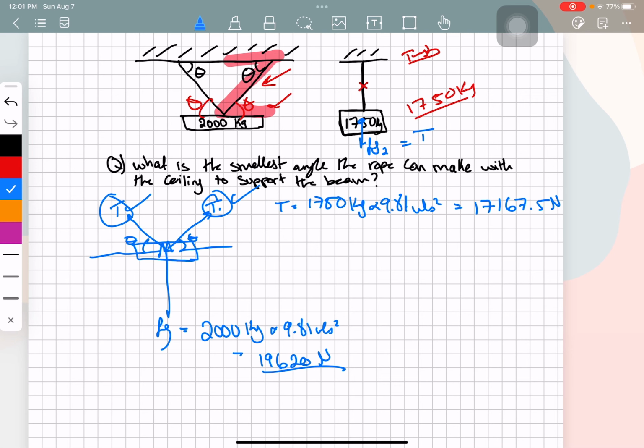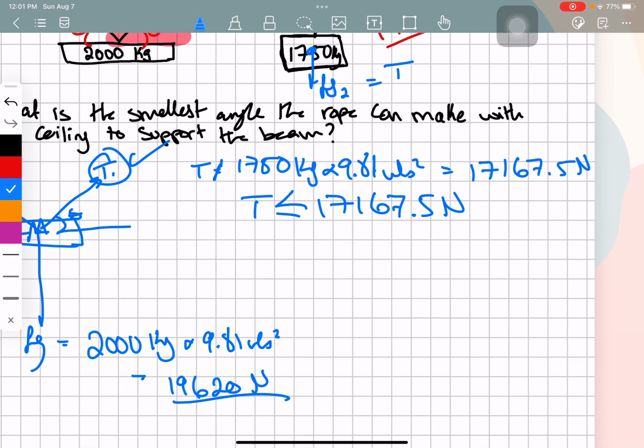Okay, so now we know the values for these two. The last thing we have to figure out is the angle. We know that the tension has to be less than or equal to 17167.5 newtons. Now what we could do is say the sum of all the forces in the y direction is equal to 0.